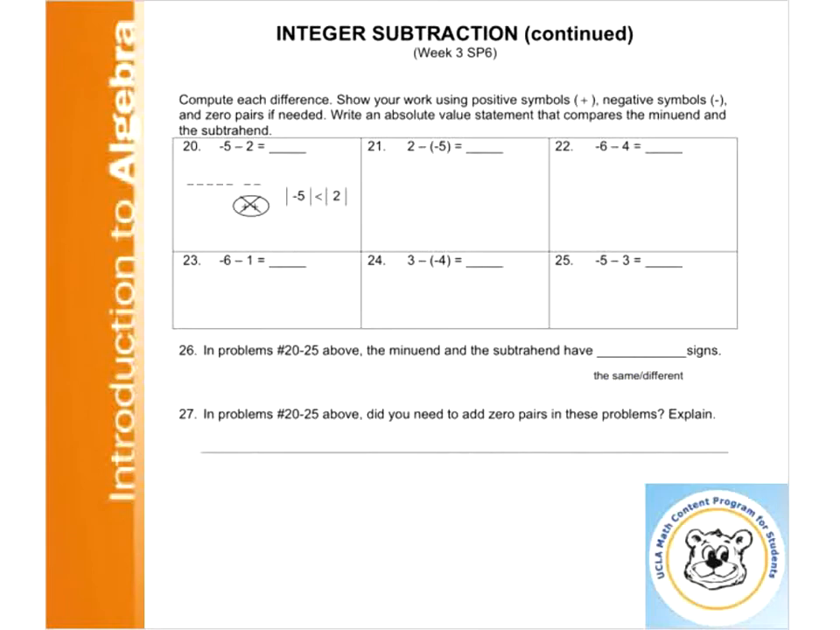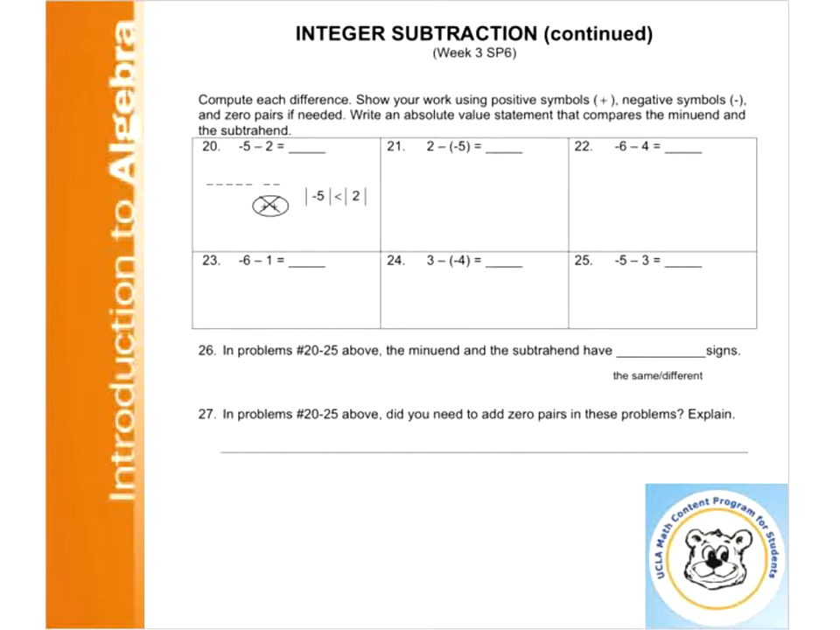I think this is the bottom of SP6. It's another set of problems, and here I noticed that the signs are different. The minuend and the subtrahend have different signs. So again, if I'm building it, I'm going to start with 5 negative markers, and I'm going to take away 2 positive markers. Now here I notice that I don't have any positive markers to take away. So I'm going to have to build some zero pairs.